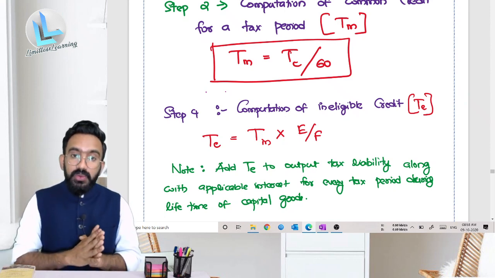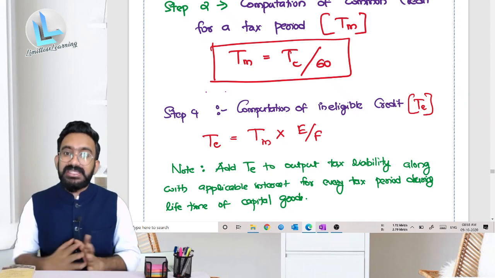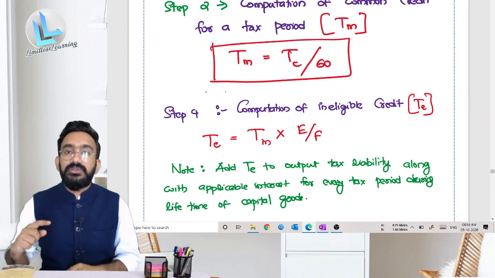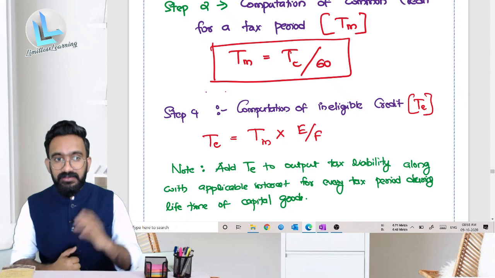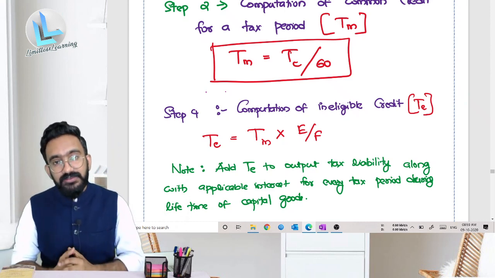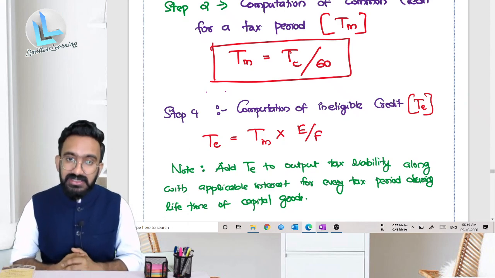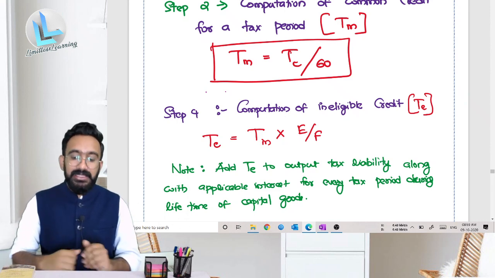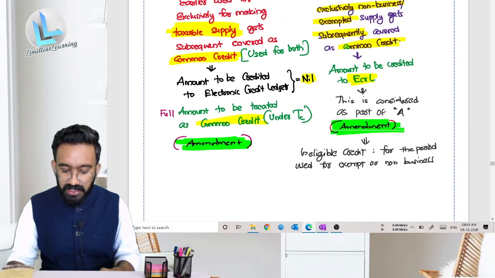Then you have to apply for each month for that 60 months time period from the date of invoice of this capital goods, and you have to reverse the credit to the proportion of exempted supply. So E divided by F. E is exempt supply. In section 17(3) it's been defined, and F is called as total turnover. So you have to do this reversal for 60 months, and that particular amount will be added to the output tax liability. This is the provision. Now what is the amendment that we have? Amendments are on this.